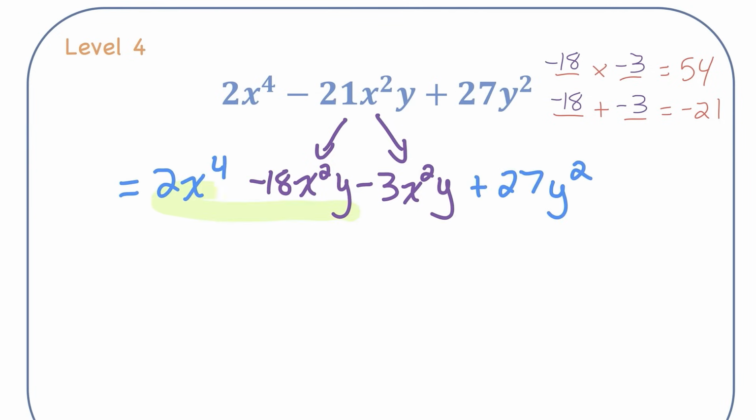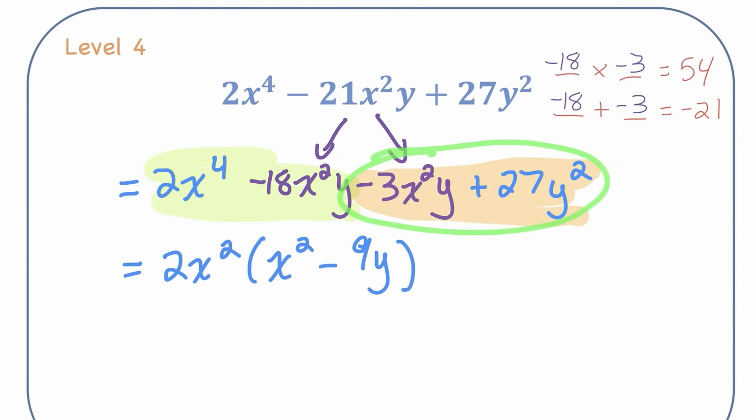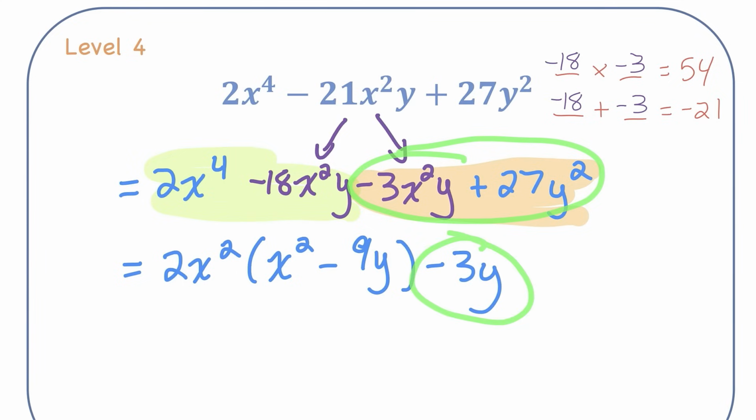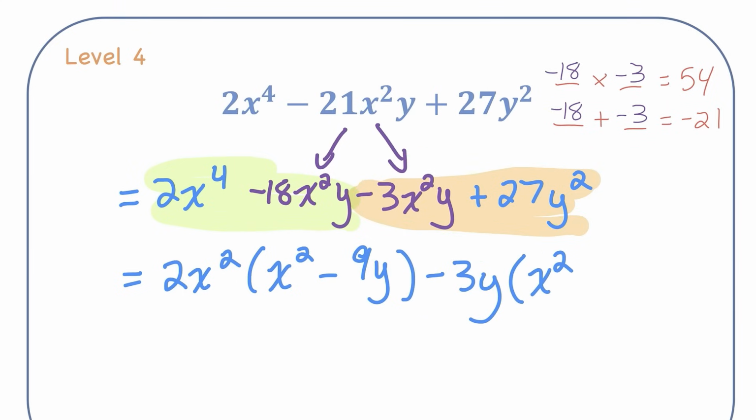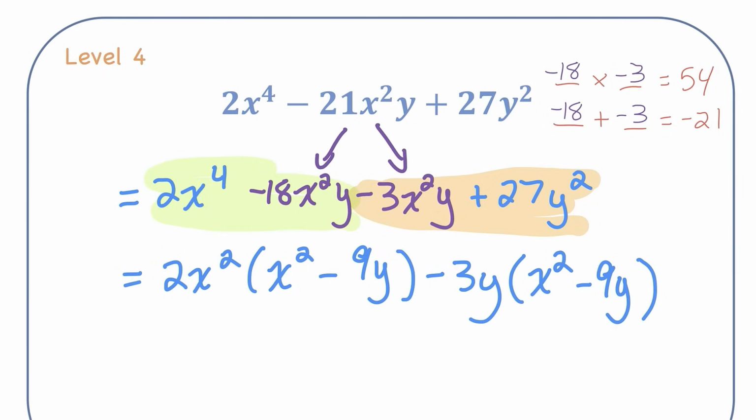And now I'll factor by grouping, where I consider the first two terms a group and the last two terms a group. From the first two terms, I could common factor out a 2x squared. When I divide both of these terms by 2x squared, I get x squared minus 9y. And now from the second group, I can common factor out a negative 3y. And then when I divide them both by negative 3y, I get x squared minus 9y.